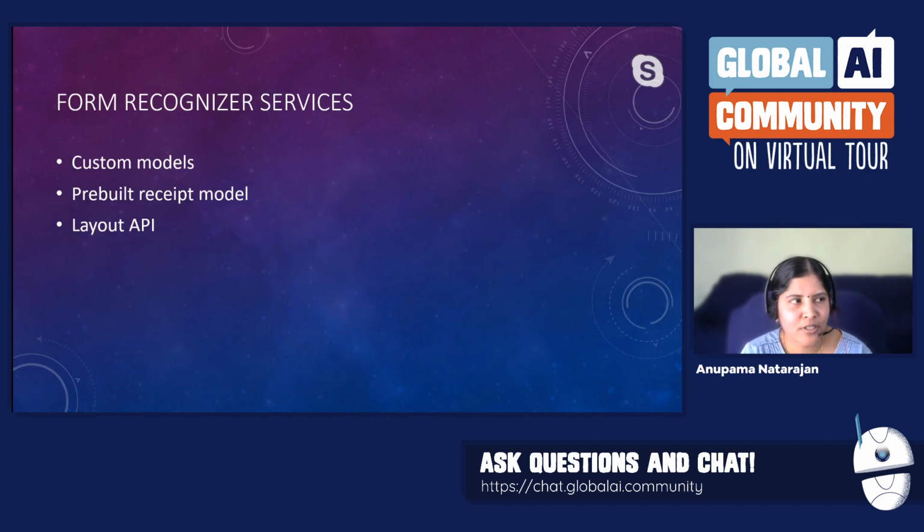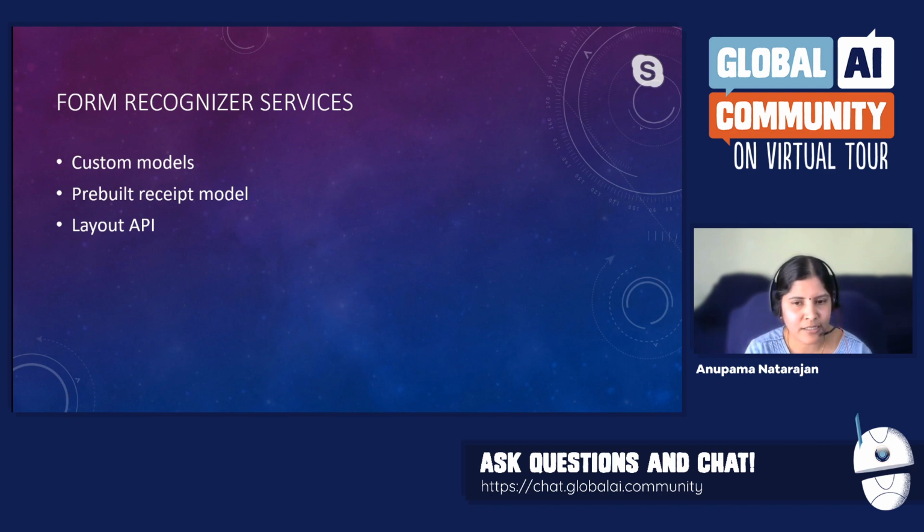So the Forms Recognizer service currently provides 3 different services. One is creating your custom models. Custom models are basically where you can train a model based on a predefined set of forms. And once the model is trained, you can put the forms that you want to test through that model, which is going to extract the key and value pairs.